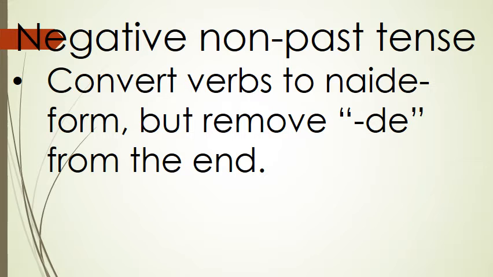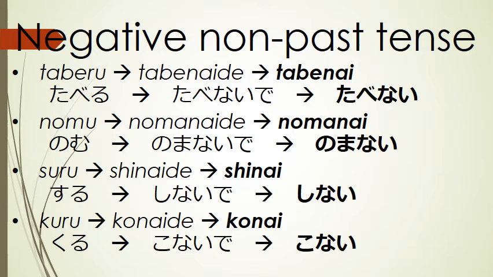Now, for negative non-past tense in the short form, all we're going to do is convert verbs to their nai form. And to do that, you just convert them to nai-de form, but remove de from the end. So taberu, to eat, becomes tabenai. Nomu, to drink, becomes nomanai. Suru, to do, becomes shinai. And kuru, to come, becomes konai.